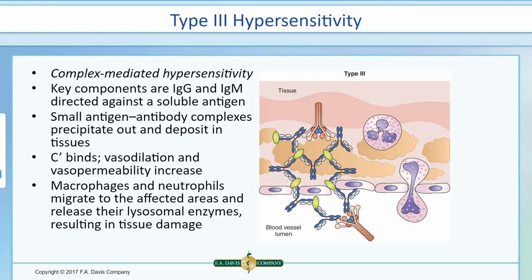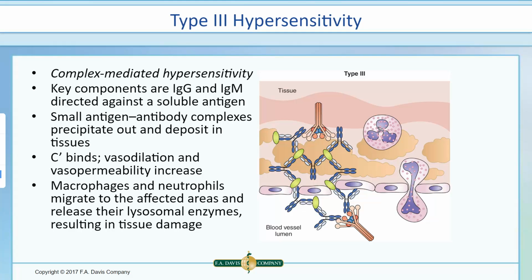A soluble antigen would be something that's freely floating through the bloodstream. Small antigen-antibody complexes precipitate out and deposit in the tissues. Complement binds, and you see vasodilation and vasopermeability increase. Macrophages and neutrophils migrate to the affected areas and release their lysosomal enzymes, resulting in tissue damage. This is the classic pathway of activating the inflammatory response.